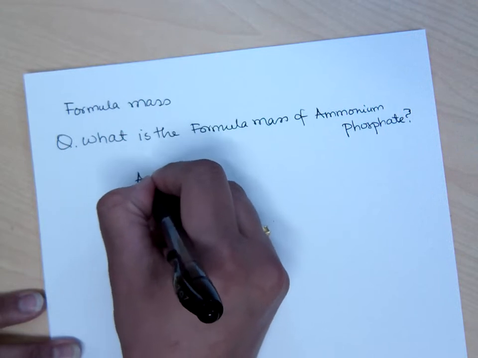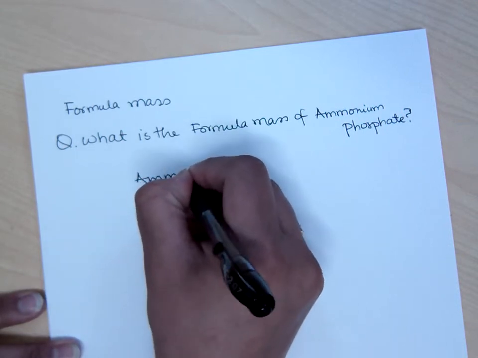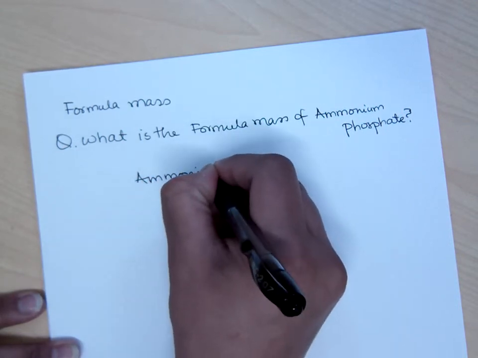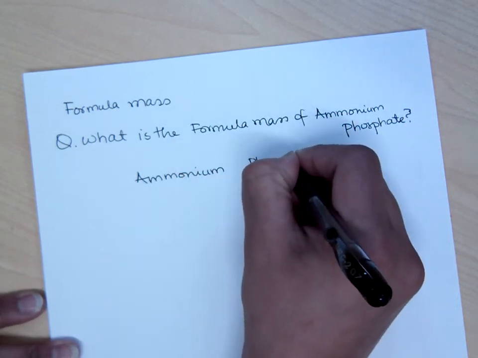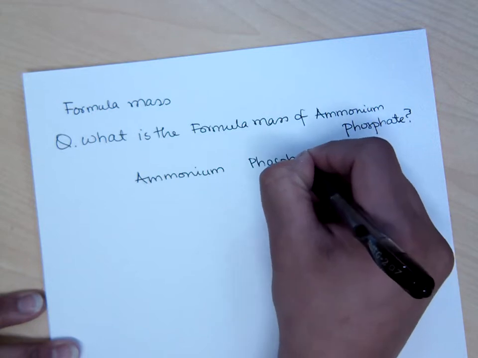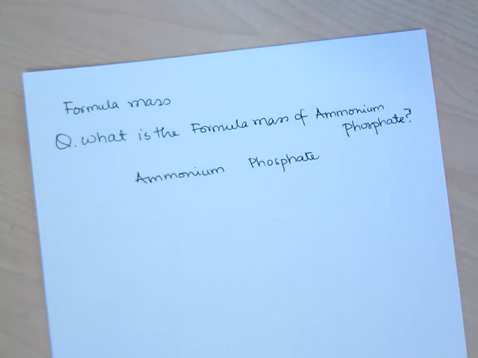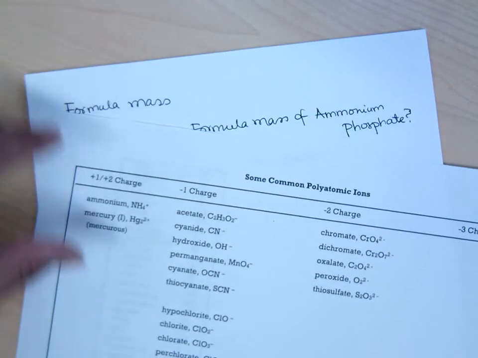Ammonium and phosphate are both polyatomic ions. If you have a question like this in your quiz or exam, that means you have been asked to memorize polyatomic ions, and it will also be in your lecture slides as well as in your exam review sheet. So let's see, where is ammonium on this sheet?